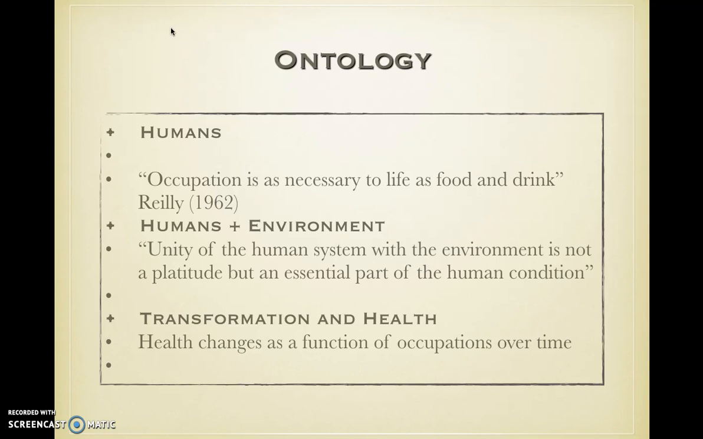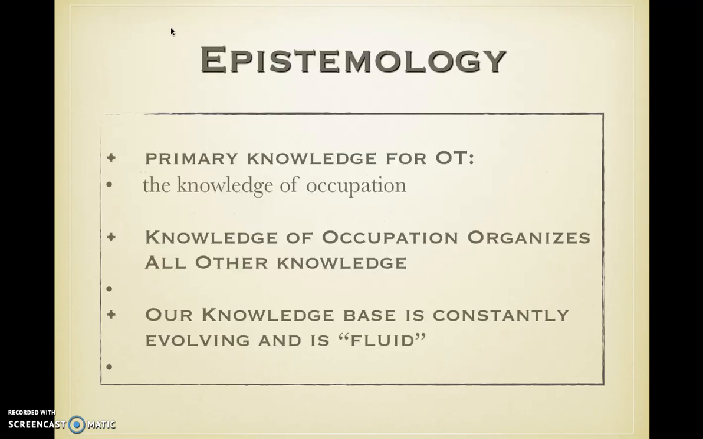Lastly, transformation and health. So health changes as a function of occupations over time. Health is not an absence of disease, but rather participation in meaningful occupations. So this is what ontology means to occupational therapy. The next is epistemology. And this is, again, knowledge. So the primary knowledge for OT is the knowledge of occupation.